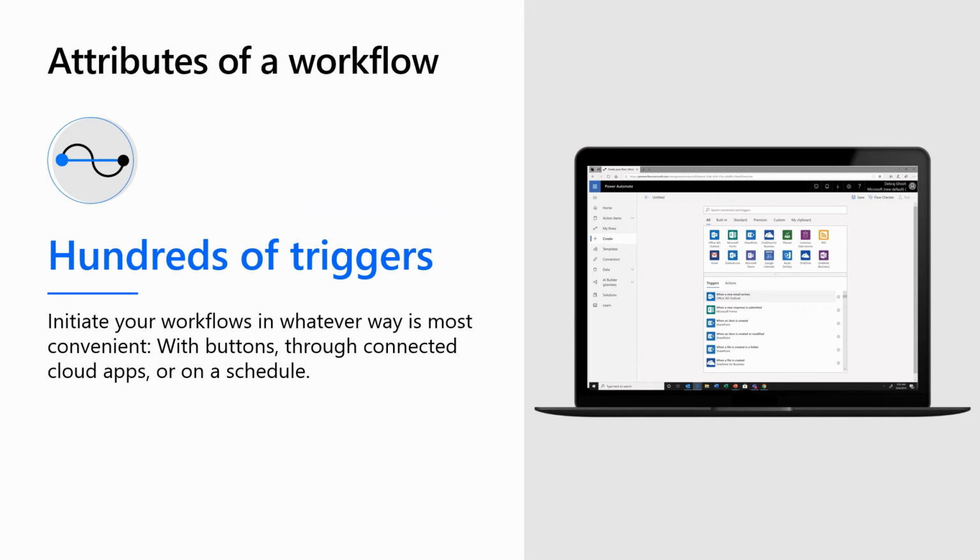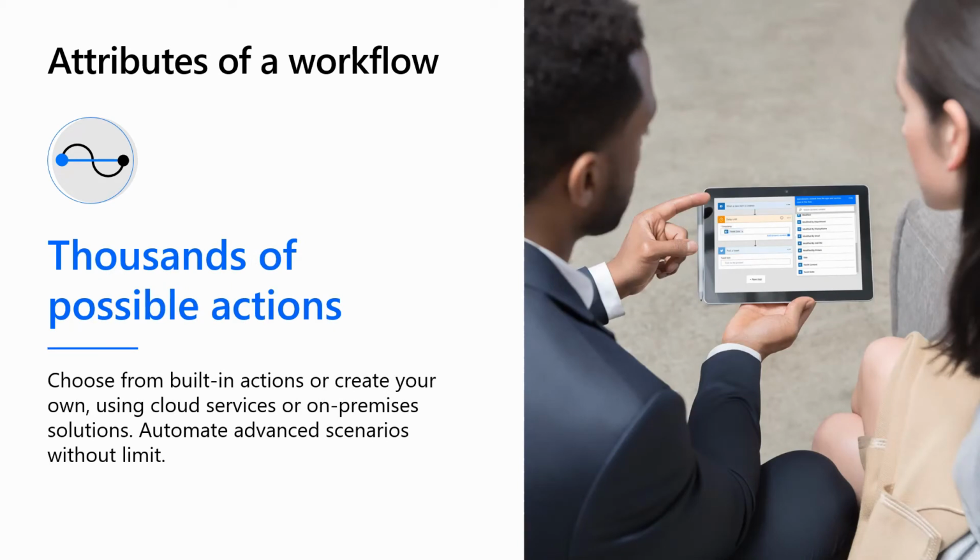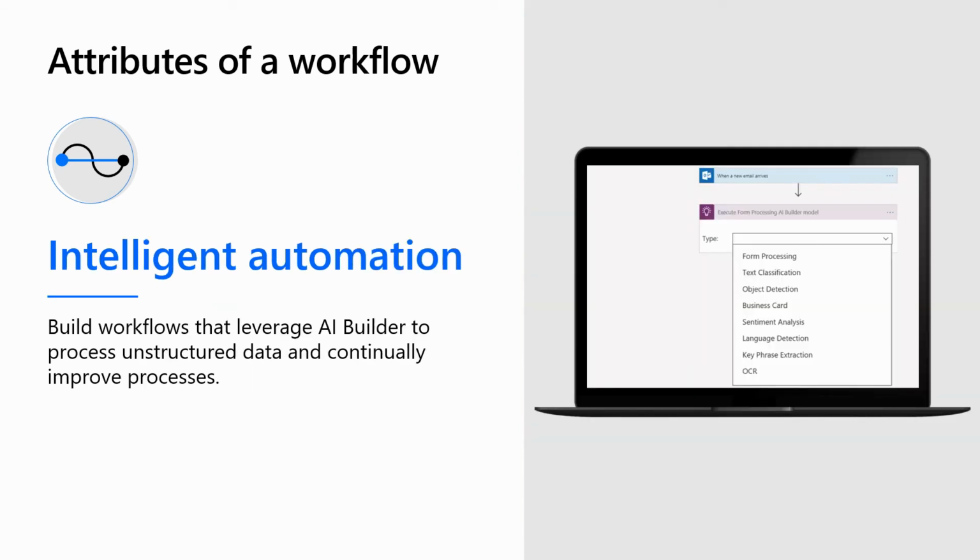There are hundreds of different triggers, and you can initiate your workflows in whichever way makes most sense, with buttons, through connected cloud apps, or on a schedule. And there are thousands of possible actions that you can take. You can choose from built-in actions or create your own using cloud services or on-premises solutions, and you can automate advanced scenarios without limits. With intelligent automation, you can build workflows that leverage AI Builder to process unstructured data and continually improve processes.